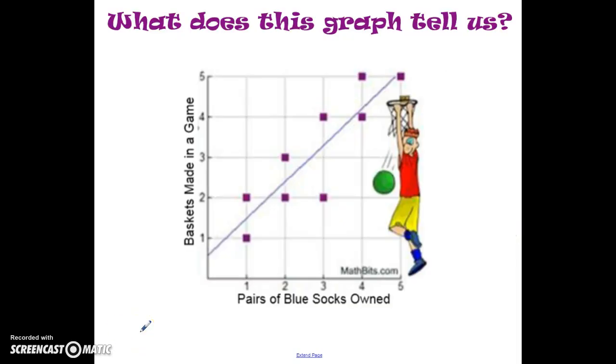So here's a great example. There's a positive correlation between the pairs of blue socks owned and the baskets made in a game. Apparently, athletes who have more blue socks tend to make more baskets in the game. However, the number of socks you own does not cause you to be a better basketball player. So even though they are related, the socks do not cause you to make more baskets.